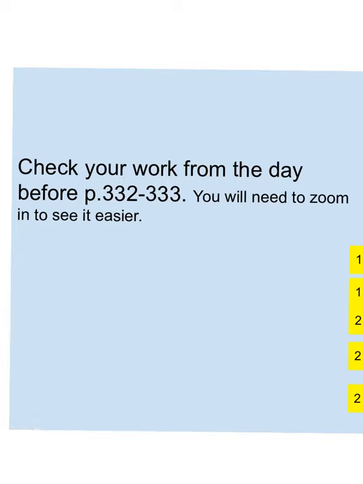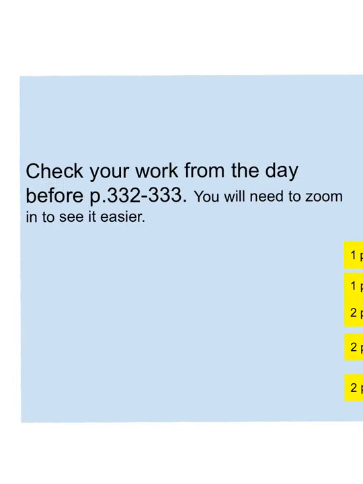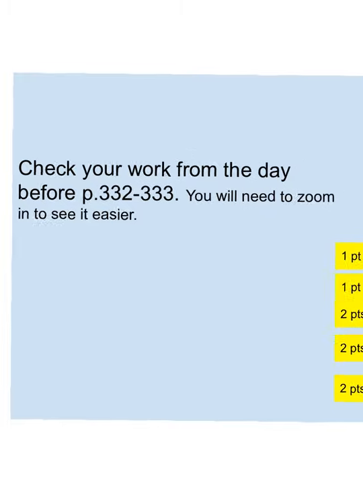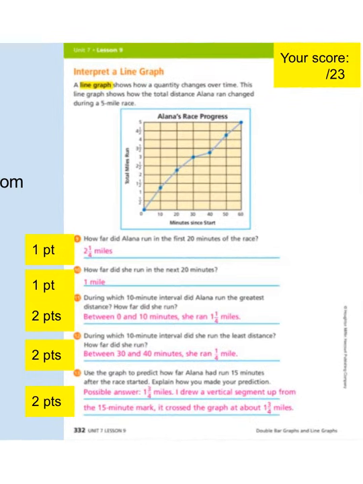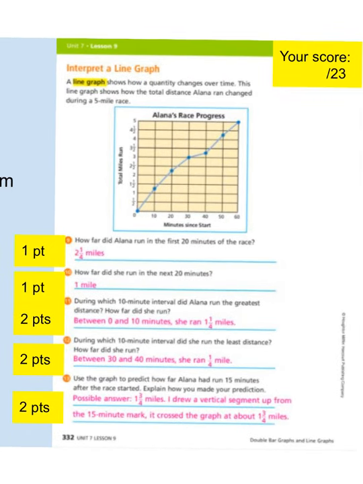So the first thing that you're going to want to do is check pages 232 and 233, and I cannot stress enough that you need to enlarge this so that you can see where the points are. These two pages are scored together, so that will be out of 23 points, I believe. 2, 4, 6, 8 on this page, and we'll have to double check that on the other page.